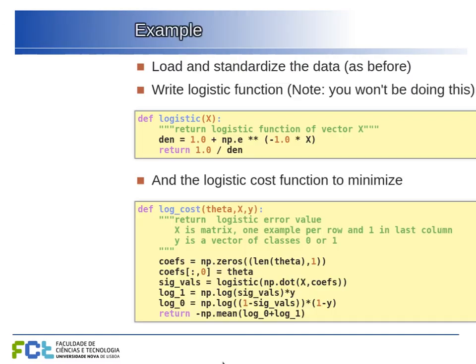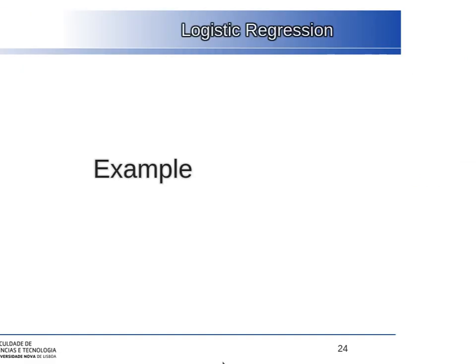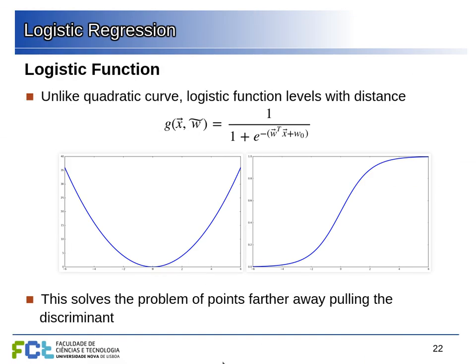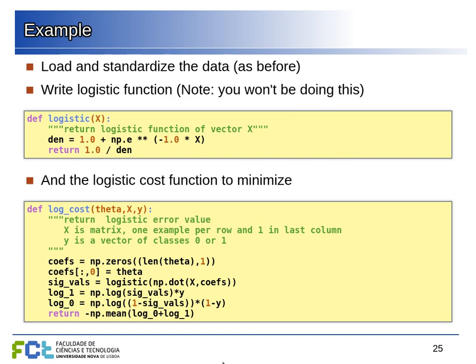So let's see an example of how we can do this. We can write the logistic function. This is simply 1 plus e raised to minus x. And then we do 1 over that to get the logistic expression. So this is this function here, where this is the x that we are receiving as input. And then we create the logistic cost function that we want to minimize.